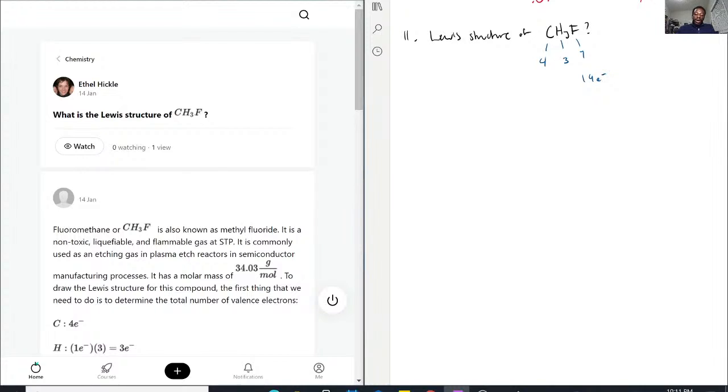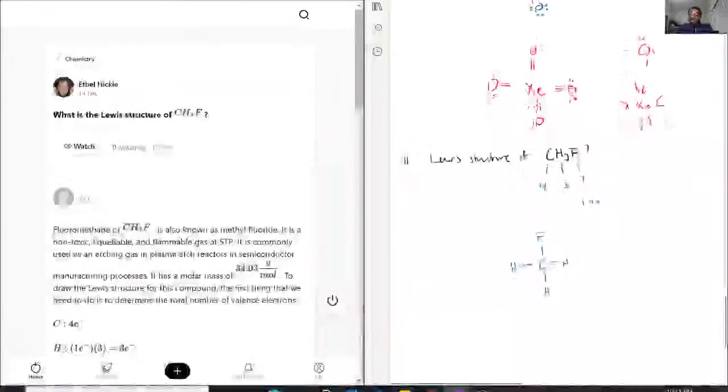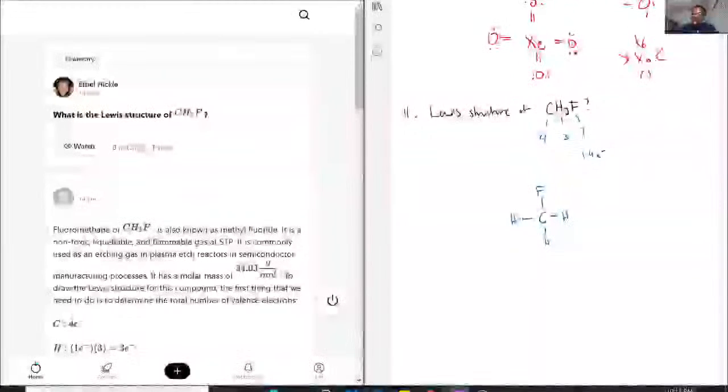Okay, so now let's see what we can do with that 14. I'll put carbon in the middle, considering it has the most unpaired electrons. And this is what we have, CH3F, for at least the Lewis structure, okay? And so we would add every hydrogen, and then we would now add the fluorine. And now what this has done is that we can now go ahead and add the valence electrons.